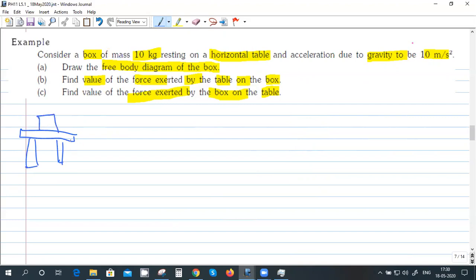This is the full situation. This is the box. When he says free body diagram, you just have to take only that body. It should be free of other bodies. So this is the box. What are the forces acting on it?